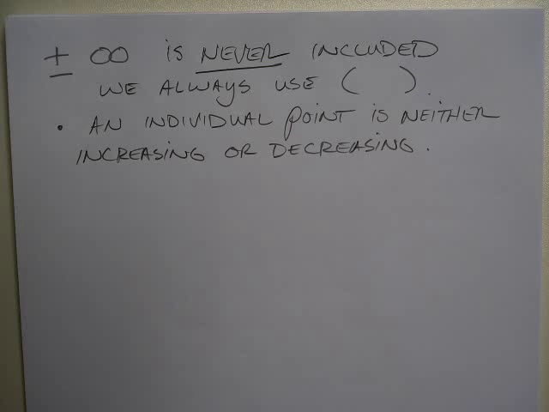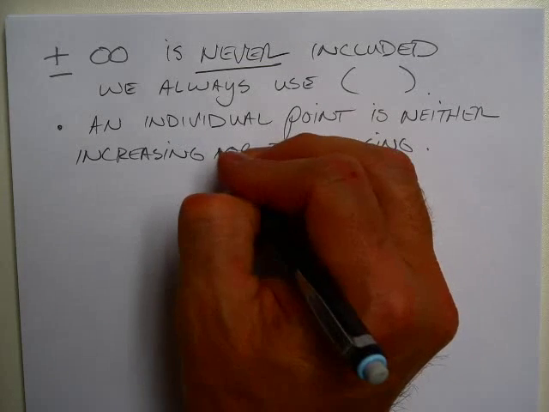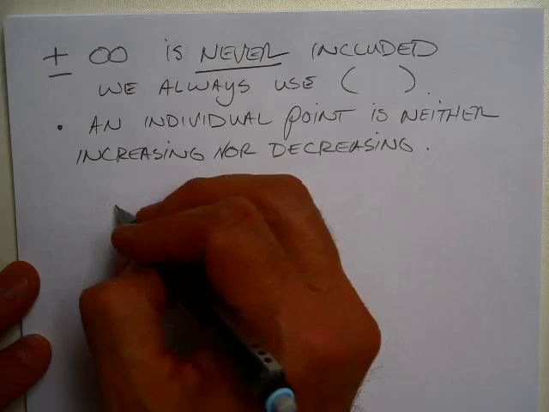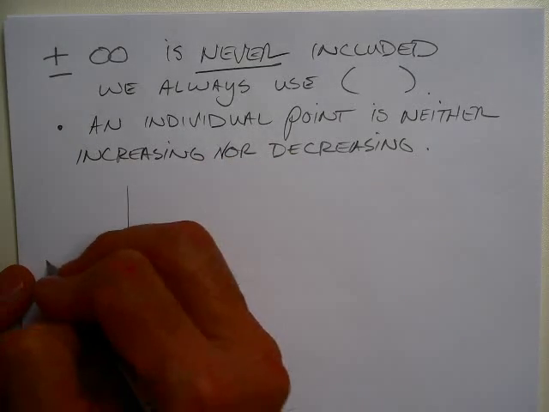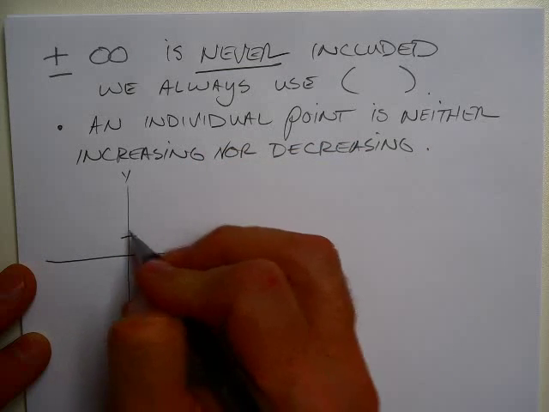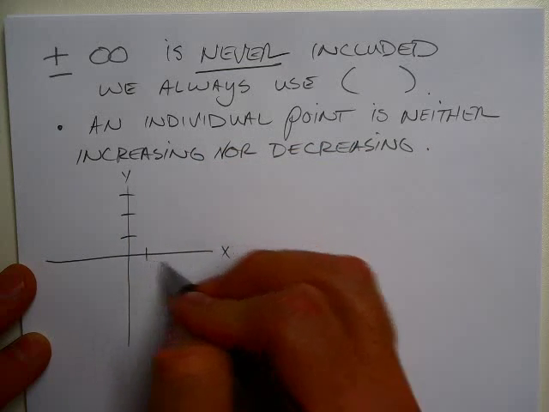Individual point is neither increasing, I think proper English would say nor there, nor decreasing. So let's put it into use. Let's try something here. Make a simple graph here. Go about 3 in each direction, not too big.